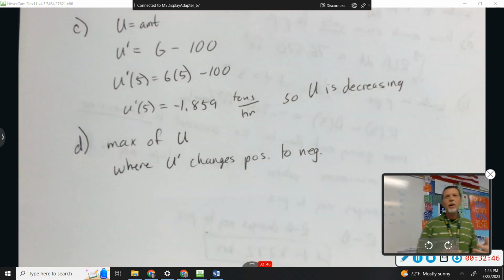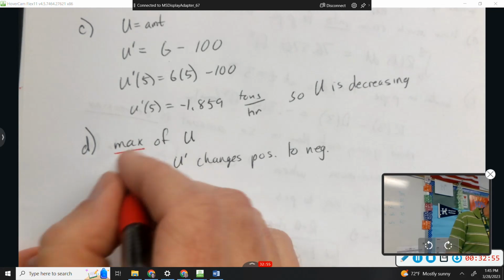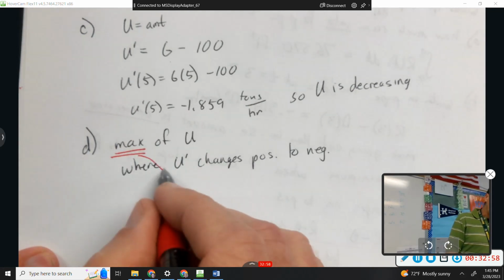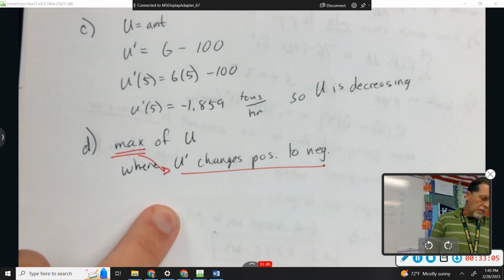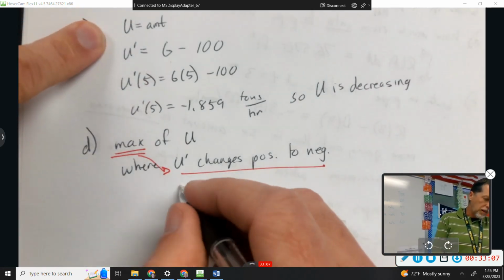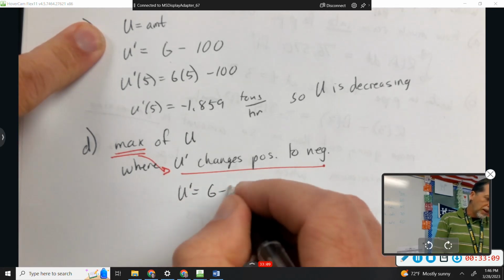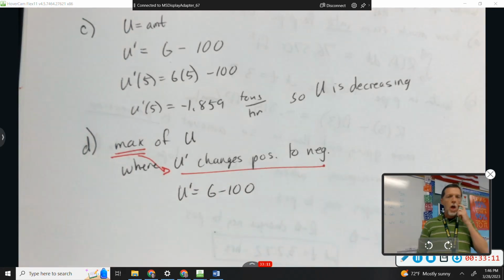So sometimes it helps to try to step back from the problem, not get so lost in the details of 100s and cosines and 500. Like, they said maximum. I know what maximum means. Maximum is where U prime changes positive to negative. Okay, so now jump back to this problem. U prime, I already have U prime. U prime is G minus 100.